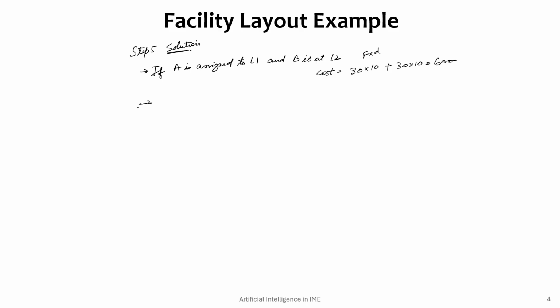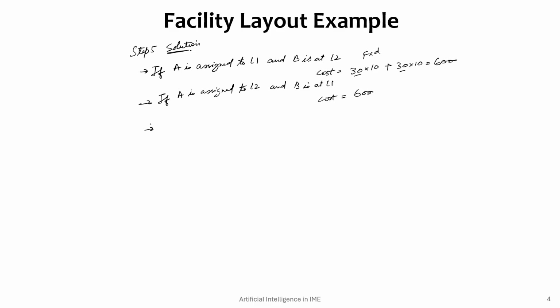Now, the other possibility is if A is assigned to L2 and B is at L1, again the cost will be 600. Why? Because we have symmetric matrices with the same values, but if you change these values you will get different kinds of results, right. So, you have only two possible solutions here, but these could be 200, 2000 as well. So, searching out of those multiple solutions is a critical task.